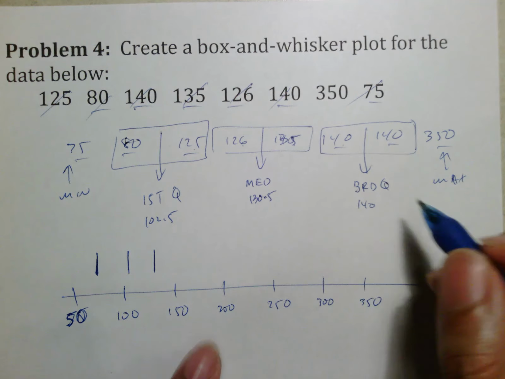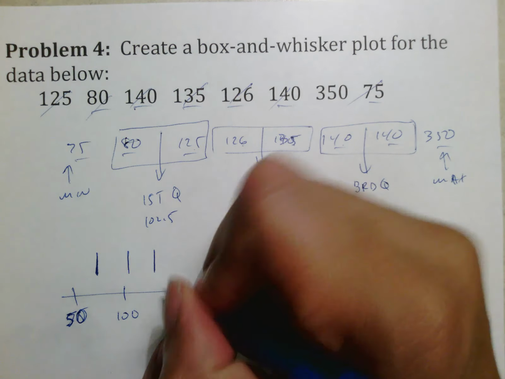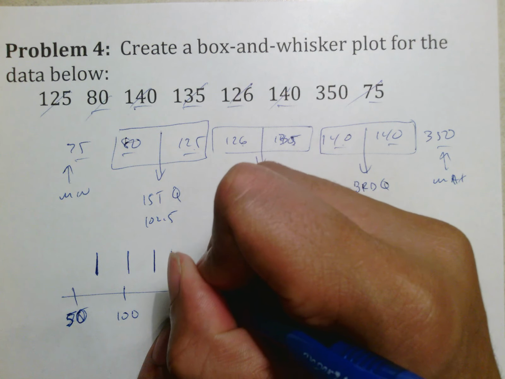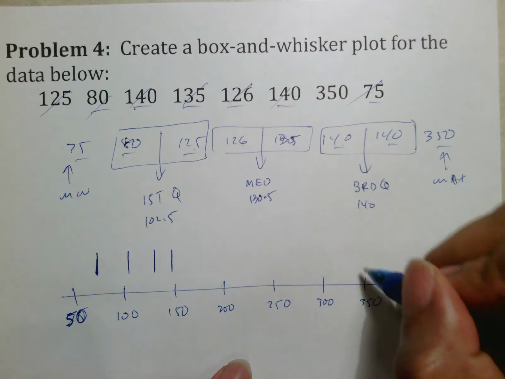Doesn't have to be perfect, but just in the general area. Third quartile is 140, so this being 150 should be somewhere around here. And your maximum number is 350.